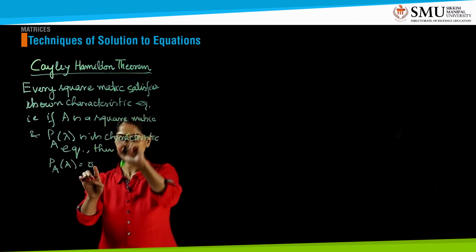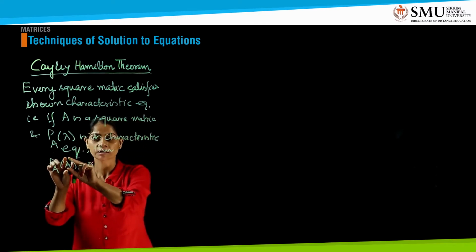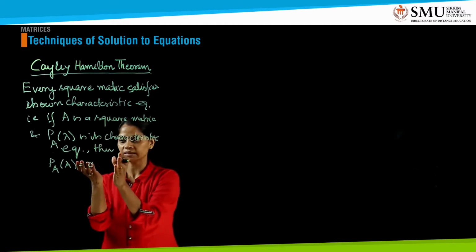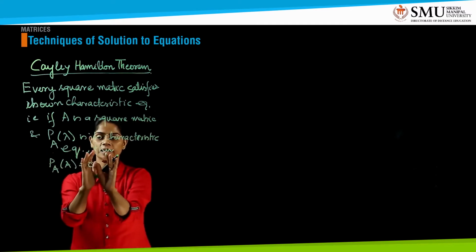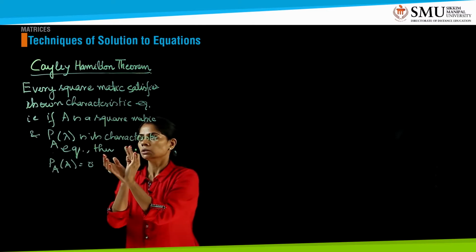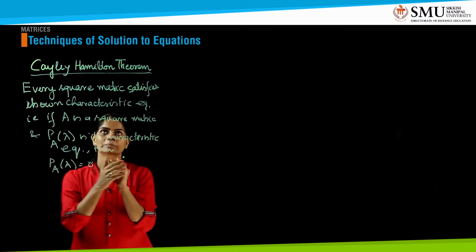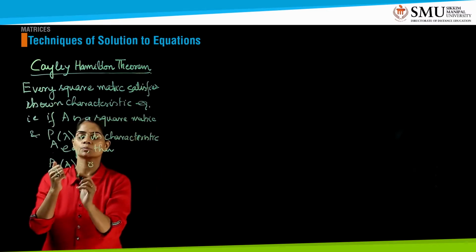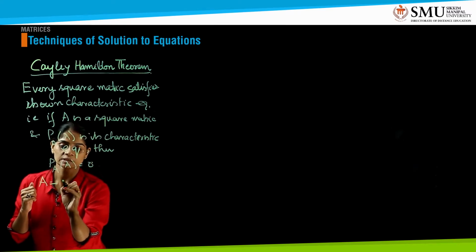Satisfying its own equation means that when you put the value there, the answer should be equal to 0, so it satisfies that equation. Left hand side will be equal to right hand side. Now, this is what we mean by the Cayley-Hamilton theorem. Let us try to prove it with the help of this example.